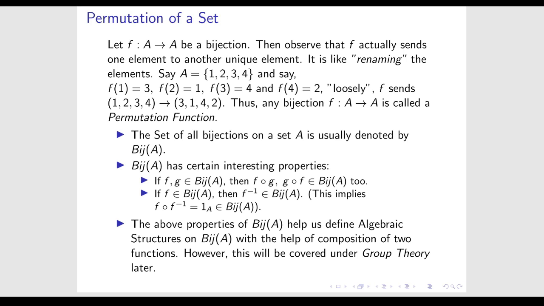Now note that this point and the above point imply that f of f inverse, that is the identity on A, is also an element. Now the above properties of bijections on A help us define algebraic structures on bijections of A with the help of composition of two functions. However, this will be covered under group theory later.